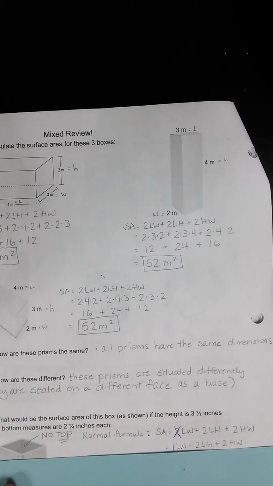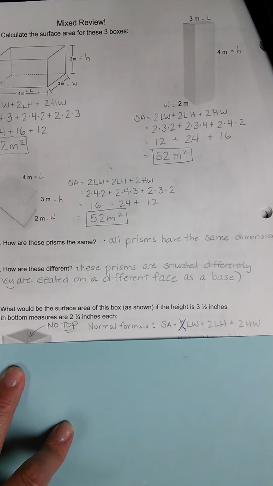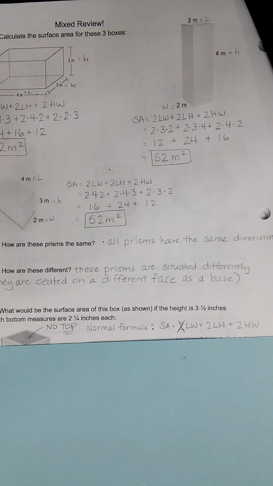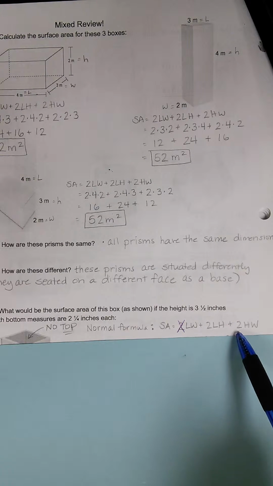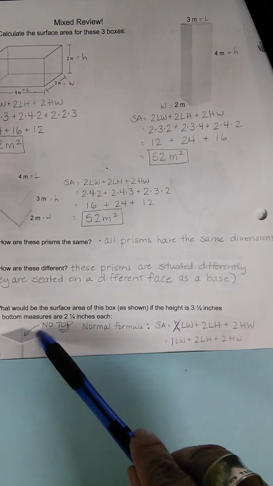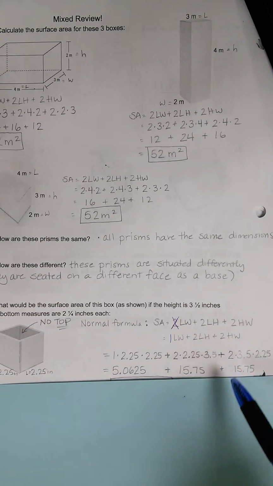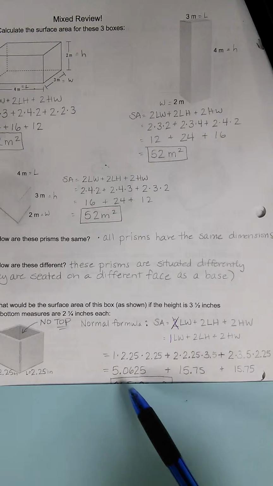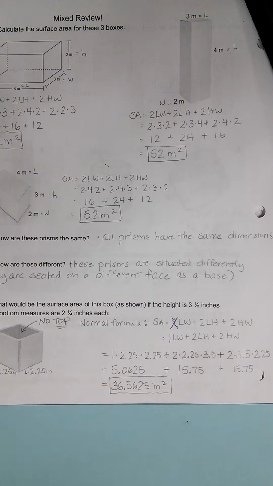The next one, in this situation, we have a box here that has no top. The normal surface area formula would have the 2 length times width plus 2 length height plus 2 height width. But since this has no top, we're going to take away one of those sides. So I'm taking away that 2 and making it into 1. When I put those numbers in, I'm going to get, as you can see here, and so my answer there would be this answer because I've taken away one of the tops.